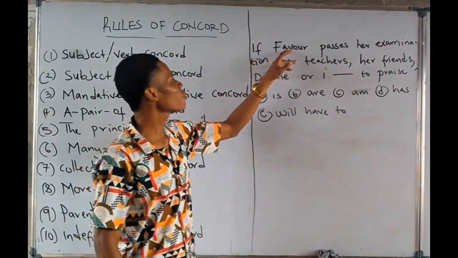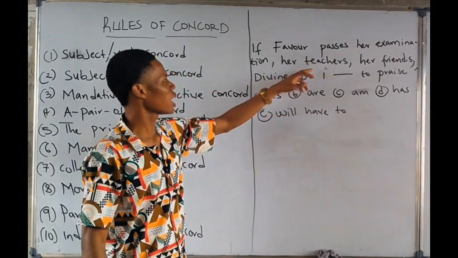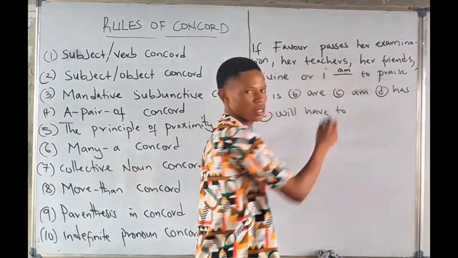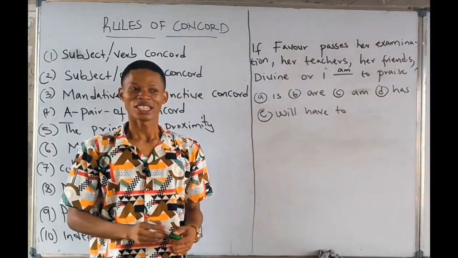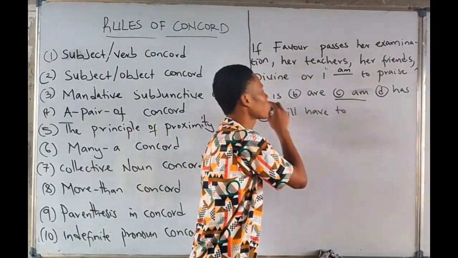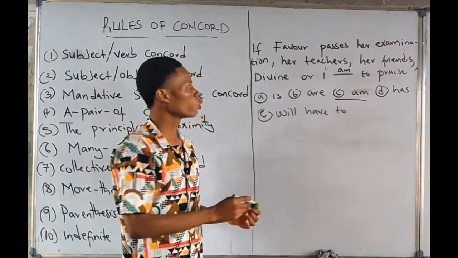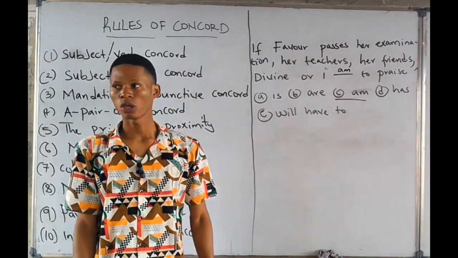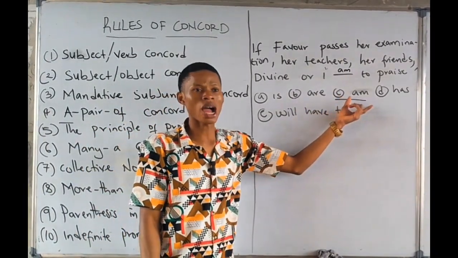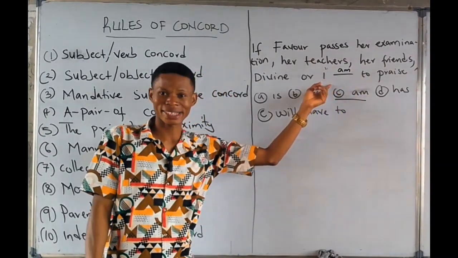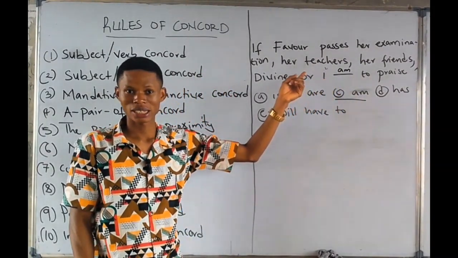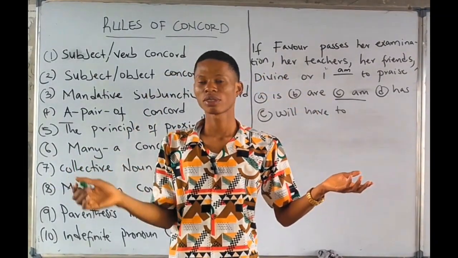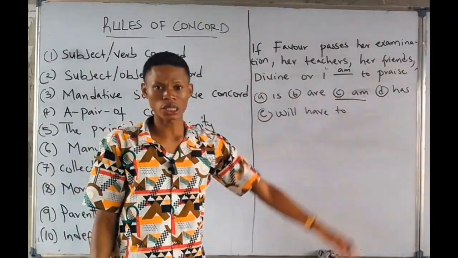Now, if Favor passes her examination, her teachers, her friends, Divine or I am to be praised. Yes, the correct answer here is am, not is. So you won't say her friends, Divine or I is to praise. No, what you use is am. So am goes with I. Do you get that? It's sounding somehow, right? But that's the correct thing. Or I am to praise.